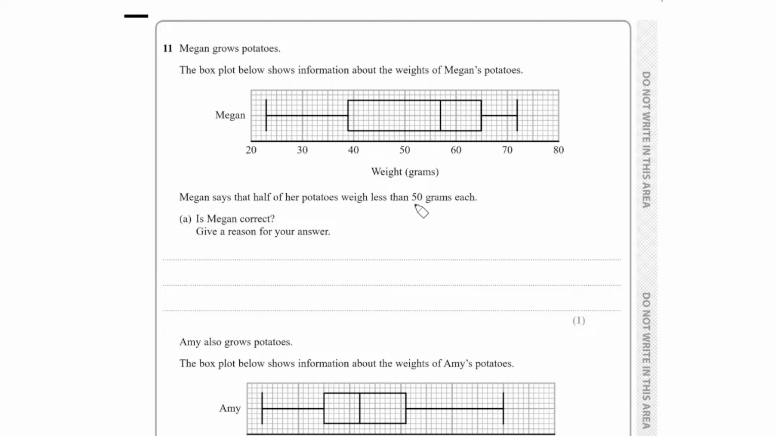Well, half of the potatoes is talking about the median, isn't it? The middle number, half. The median is this one, and that is about 57. So is Megan correct? No. And you say literally that because the median is 57, which kind of implies that that's not the same as 50, is it? That's bigger than 50.